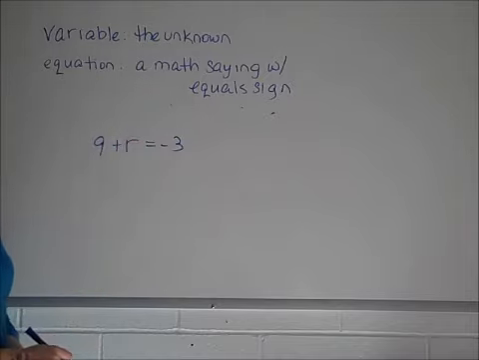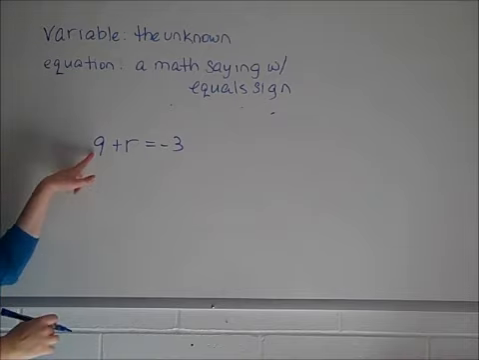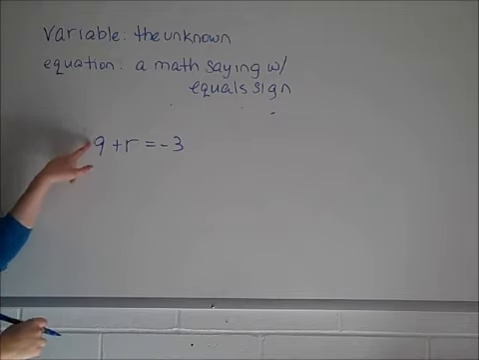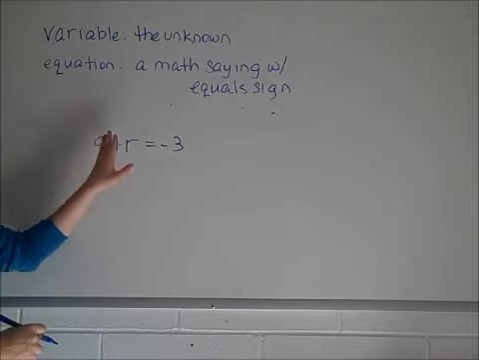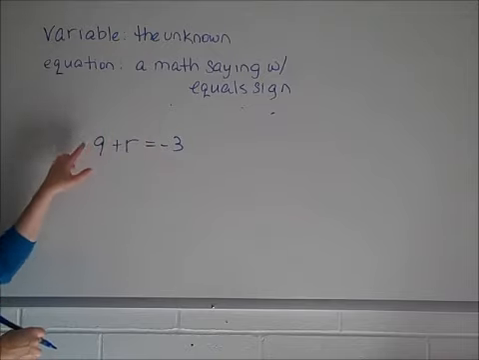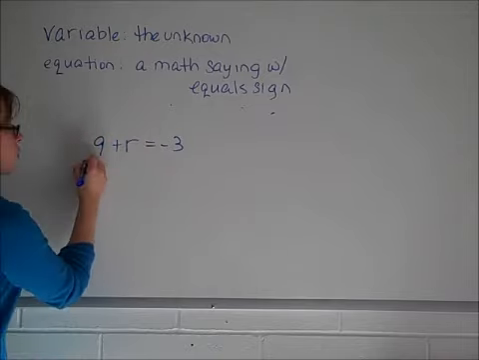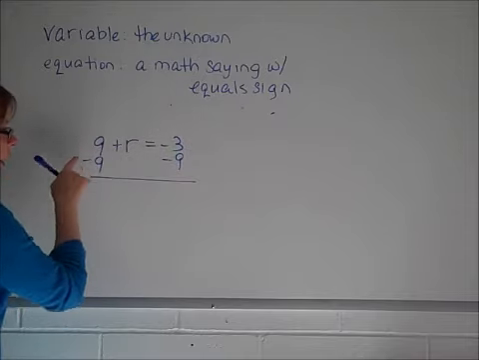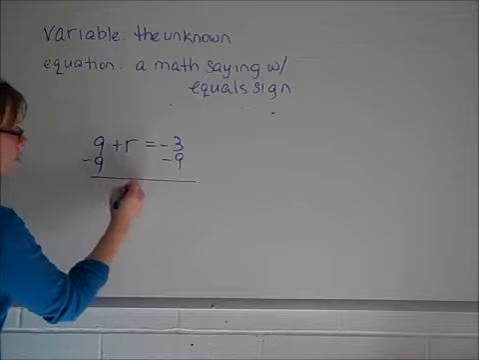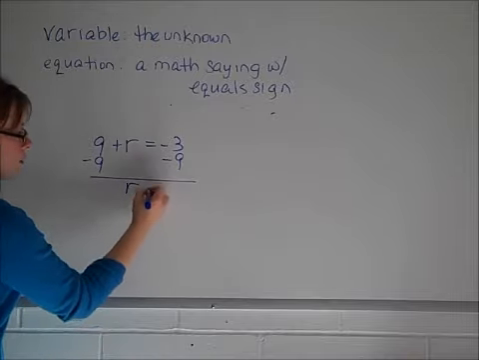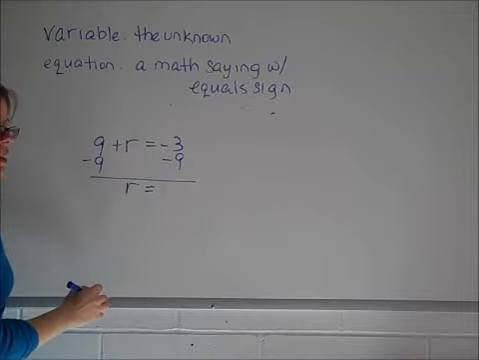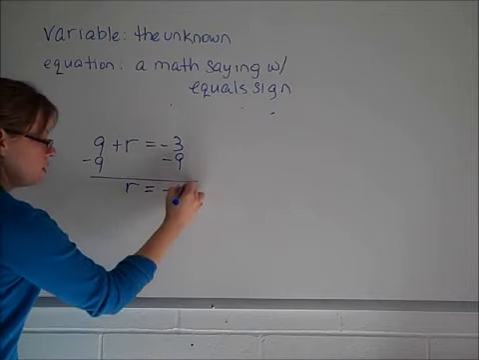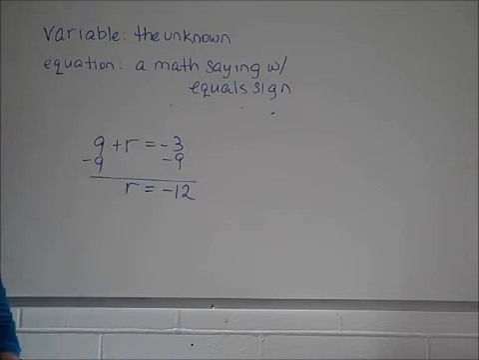Nine plus r equals negative 3. So I look at my 9. Well, remember, when there's no sign in front of the 9, it's a positive. Since this is a positive 9, I'm going to subtract 9 from both sides. The 9s cancel. 9 take away 9 is 0. Positive r drops down. Negative 3, take away 9 more is negative 12. So r equals negative 12.